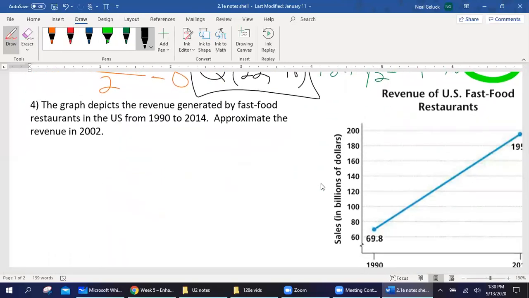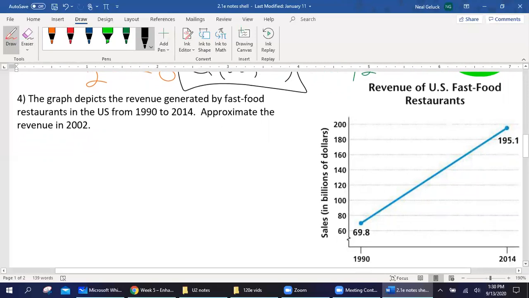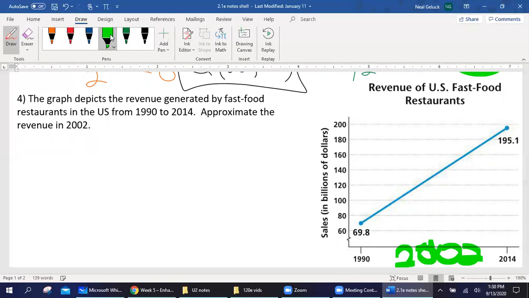Number 4 is actually another application of midpoint. The graph is depicting the revenue from 1990 to 2014 for fast food restaurants. Notice they went in a nice straight line. Approximate the revenue in 2002. So here's the key part of this. 2002 is actually dead center between those.